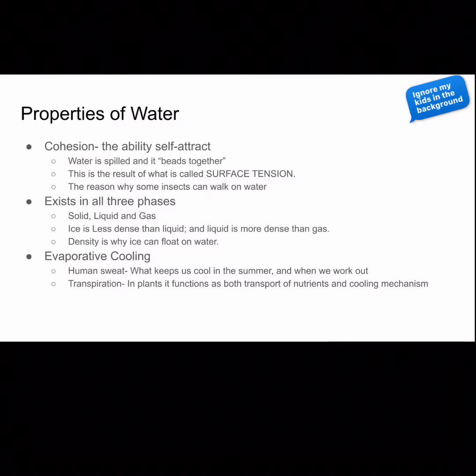It has cohesion, so it's the ability to self-attract. When you spill water on the floor, it kind of beads together. There's a lot of surface tension. That's why some insects can walk on water. Water also exists in three phases: solid, liquid, and gas. Ice is going to be less dense than the liquid, and the liquid is more dense than the gas. Density is why ice can float on water. So we talked about that a long time ago at the beginning of the year. This is just kind of getting back to that.